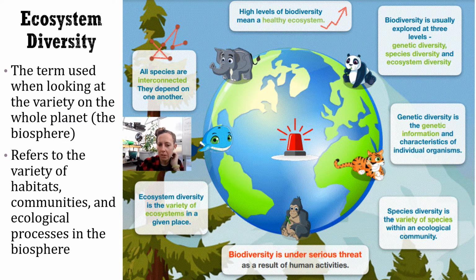So ecosystem diversity first. This is going to be a term that we're going to use when we're looking at the variety on the whole planet. So the biosphere is the planet, and we're looking at how many different ecosystems or habitats or areas are there in our whole planet. So looking at a bigger area and what the different places to live in that area are. Okay, so this refers to the variety of habitats, communities, and ecological processes in the biosphere or on the whole world. And that's what this picture shows, the whole world and the different amounts of biodiversity we have.